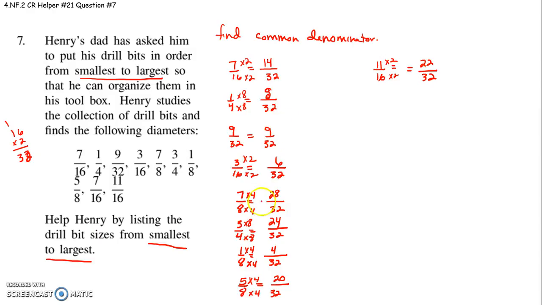So now I just compare my numerators and I'm looking for my smallest numerator. I can tell you 4/32 or 1/8 is the smallest. So I took care of that one. 4 is the next smallest, 6. 6 out of 32 or 3/16 is the next smallest. And you notice I'm putting them back into their original form. Next smallest would be 8/32, so 1/4 would come next. Next would be 9/32.